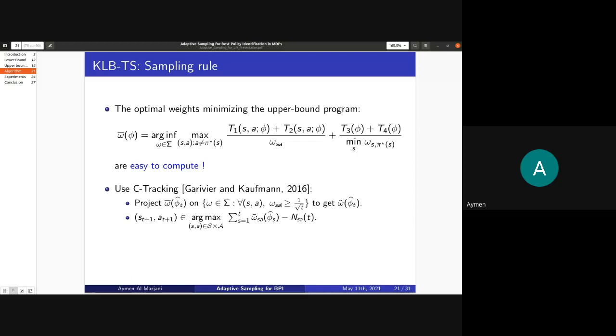And once you have this projection, then what you do is that the next state you sample is the one that has been visited very few times compared to the cumulated sum of the optimal allocation vectors over the history of your sampling.